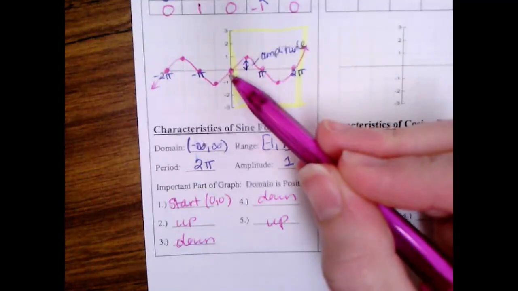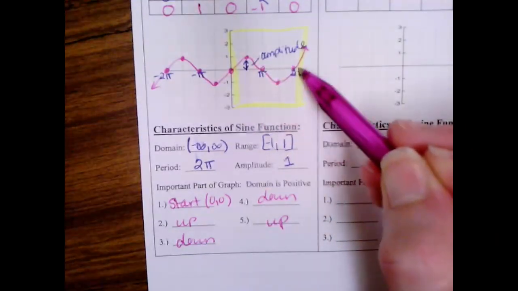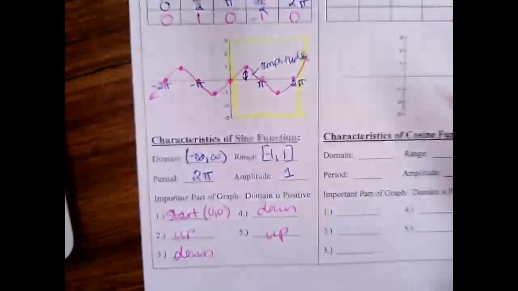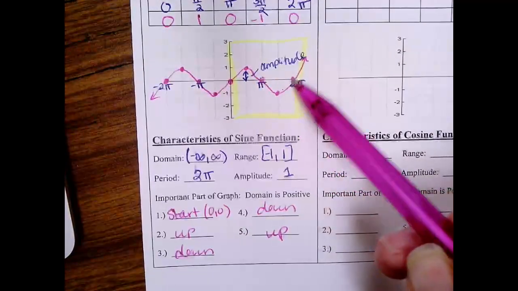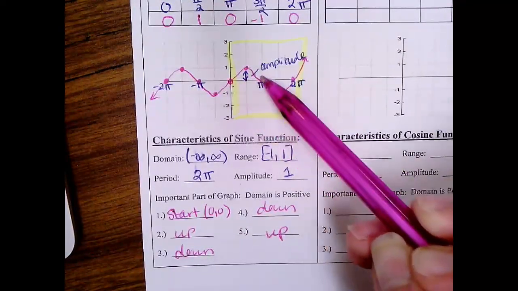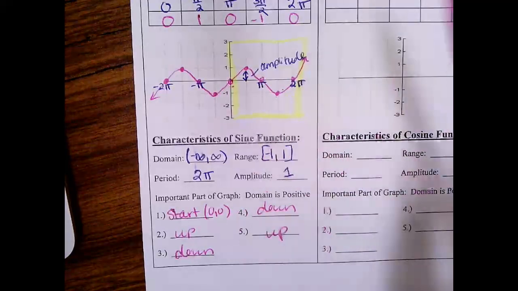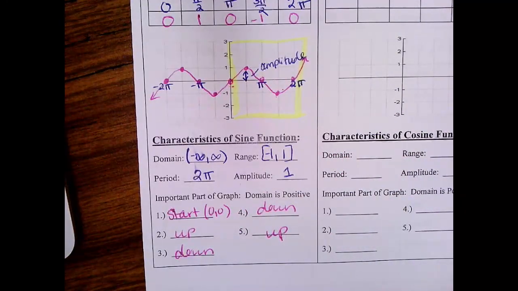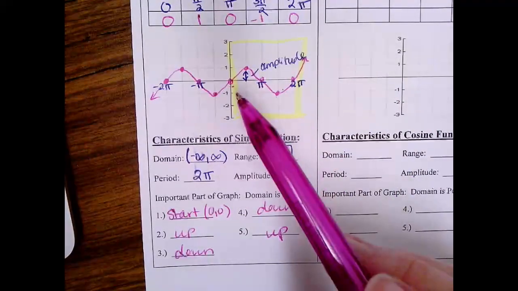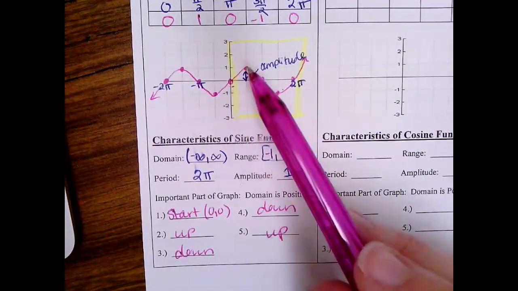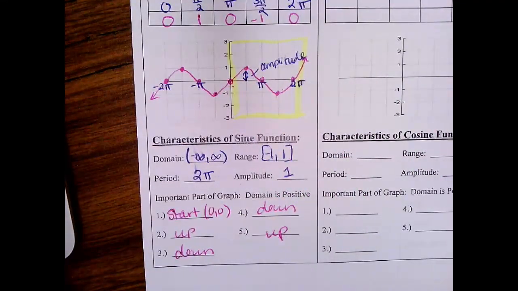So what I mean by that, starting at 0, 0: up, down, up. And then that's going to repeat. So up, down, up. Start at 0, up, down, up. That can help you if they're asking you to identify if it's a sine or cosine graph, and you can't remember. So think about starting at 0, 0, up, down, up. Unless we shift the graph around, which we'll talk about on the back.